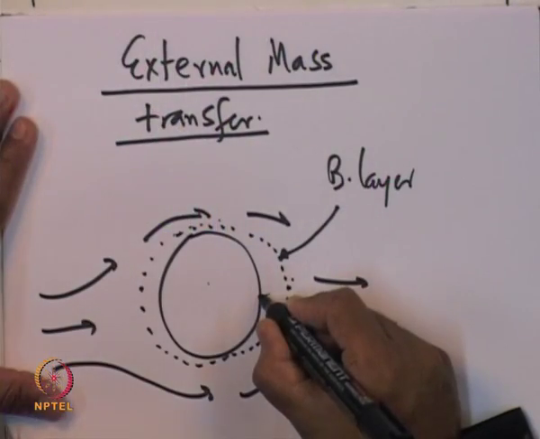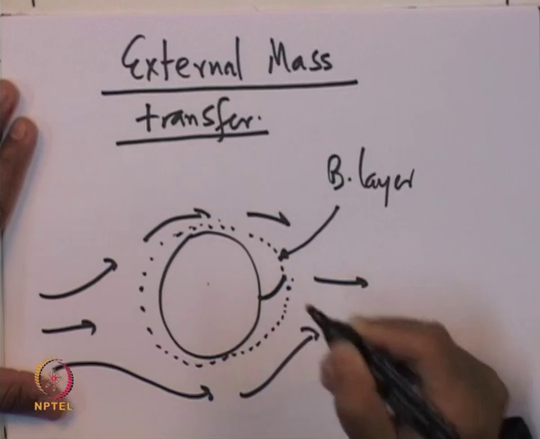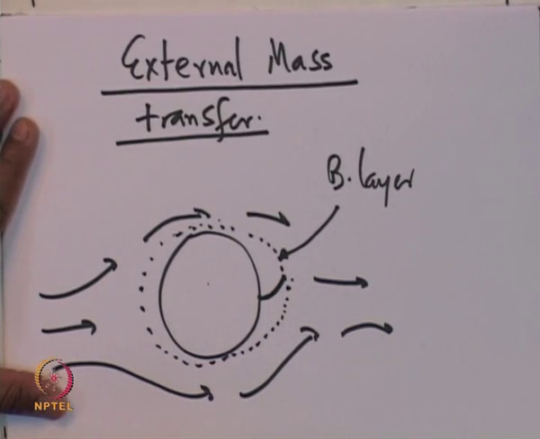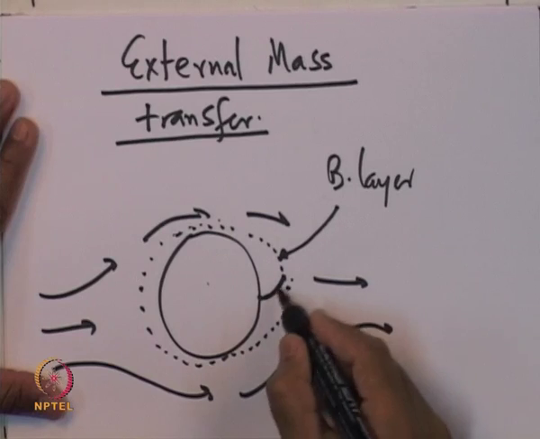The boundary layer is thick enough so that the concentrations are different. CAB is not the same as CAS. CAB is the bulk concentration, CAS is the surface concentration. This is because of the resistance offered by that boundary layer. So, the concentration is going to increase. The typical profile of the concentration in the boundary layer is this. This is a concentration boundary layer.